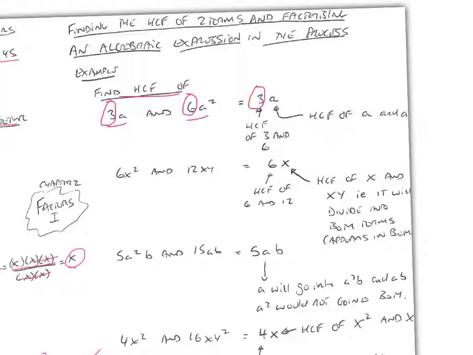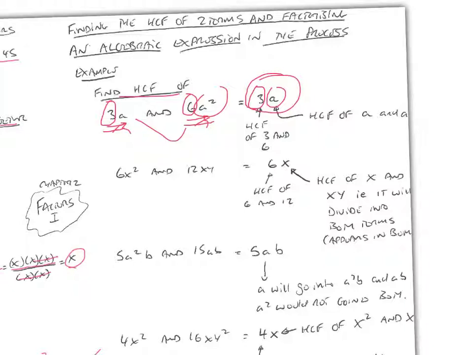And then look at your terms a and a squared, and what's the highest common factor that will go into both a and a squared in terms of a, and it's a, because a will go into a once and it will go into a squared a times. So it's a. a squared does not go into a. Okay? So our highest common factor of 3a and 6a squared is 3a. Okay? Because 3a will go into both.